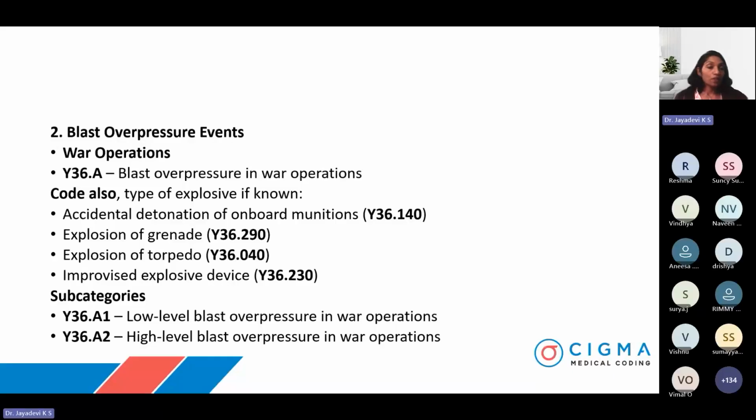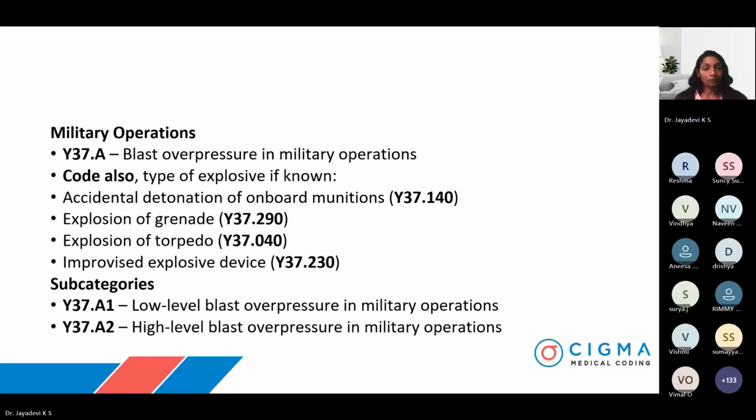Now, blast overpressure events, war operations. You have Y36.A, blast overpressure in war operations. Here you have to code this accidental detonation or explosion of grenade or explosion of torpedo or improvised explosive device. If mentioned, you have to code them additionally. And subcategories, you can go for Y36.A1 and A2. Blast overpressure in war operation, A1 is a low level blast and A2 is high level blast.